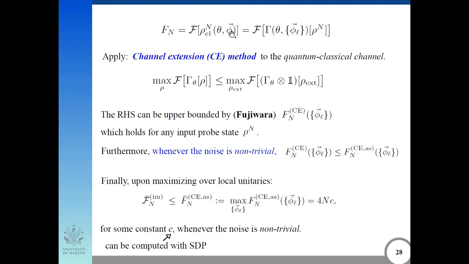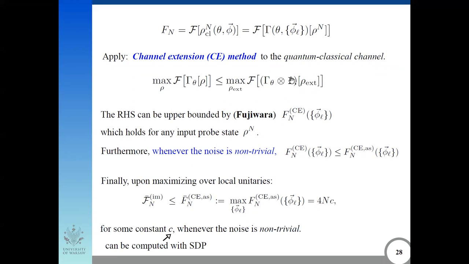Therefore, after we cast this into a version of a quantum classical channel, we can use the known techniques of the channel extension method. These are well-known techniques which I will not further elaborate. The essence is that the Fisher information of any channel encoding the parameter, if I maximize over all states and then extend it, can only do better, not worse. So if I extend the channel with the identity and extend the states, I can only do better.